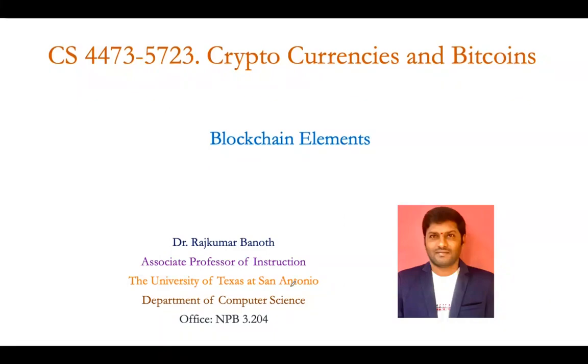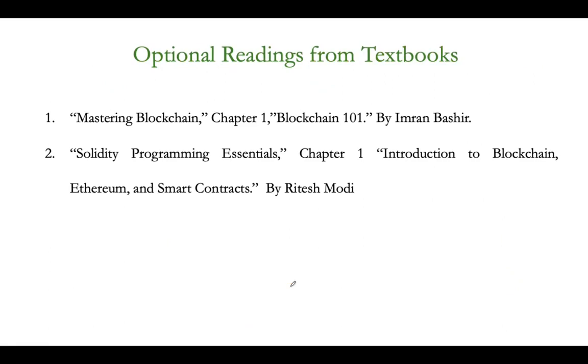Hi, today we are going to talk about the blockchain elements and how this blockchain technology is used for cryptocurrencies like Bitcoin. We'll see some of them. To follow this, the optional reading textbooks are one is Mastering Blockchain, that is chapter 1, which describes the blockchain versions, and the second one is the Solidity Programming Essential book, where it gives the introduction to blockchain regarding Ethereum and the smart contracts.